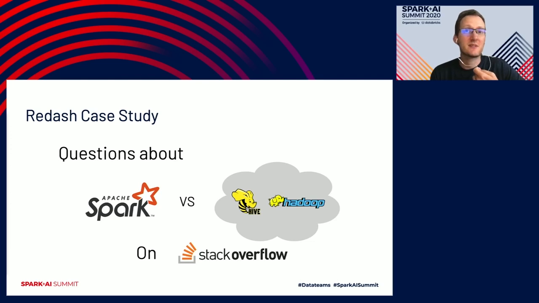So let's start with a simple question. Can we compare the popularity of various big data engines? Here I named Hadoop, Hive, and obviously Spark. Let's try to use public data. And a great source here is a tool widely used by data engineers and data scientists, which is Stack Overflow.